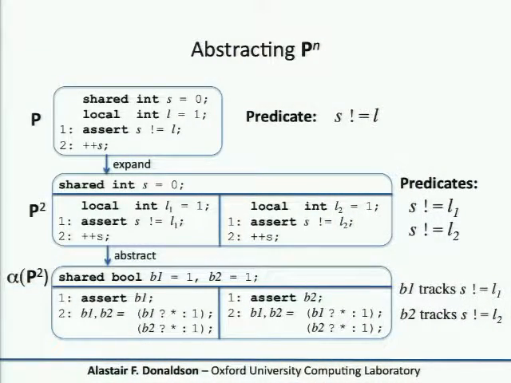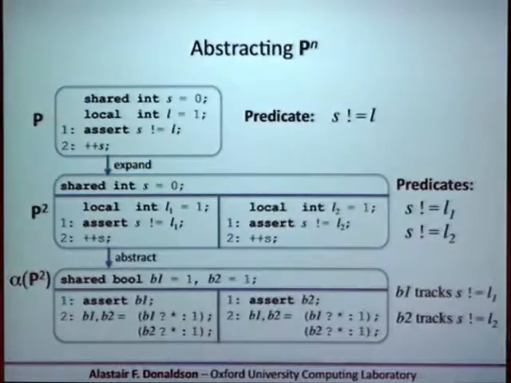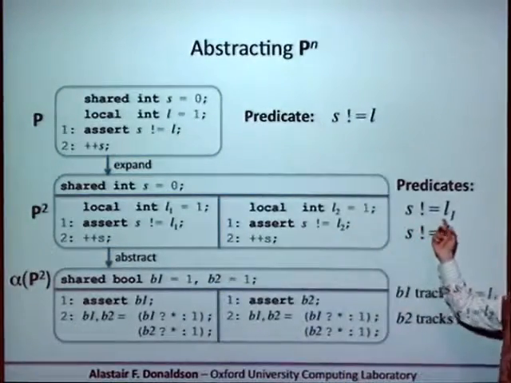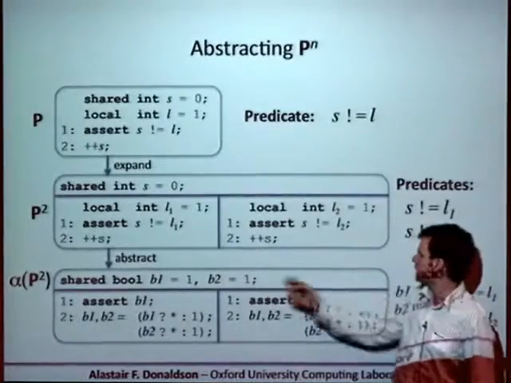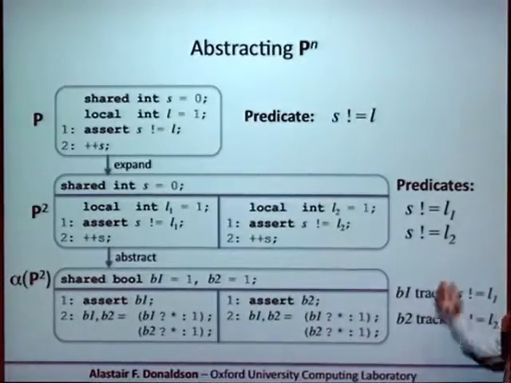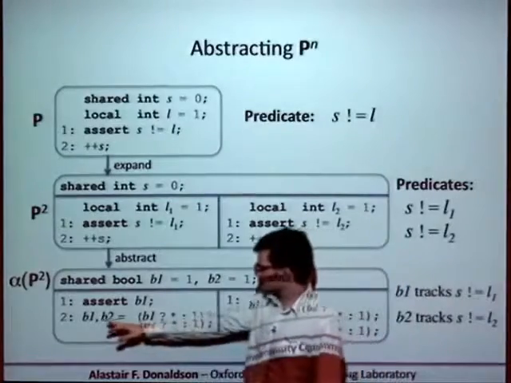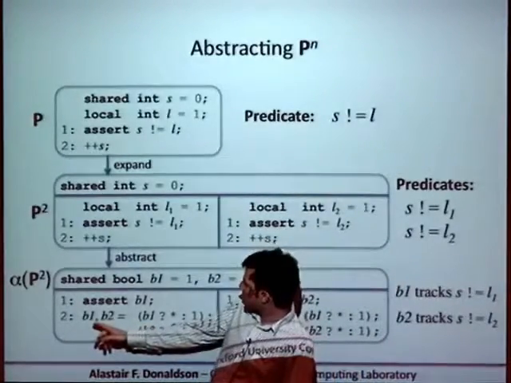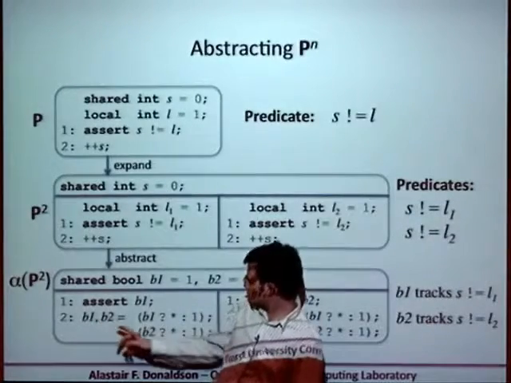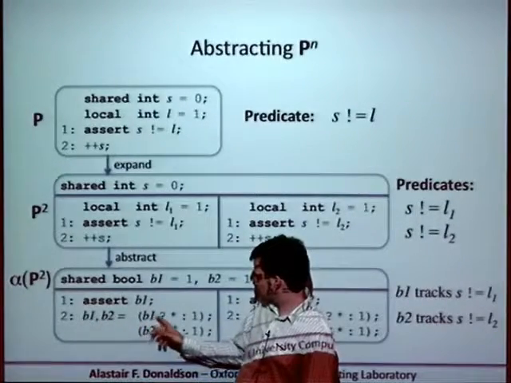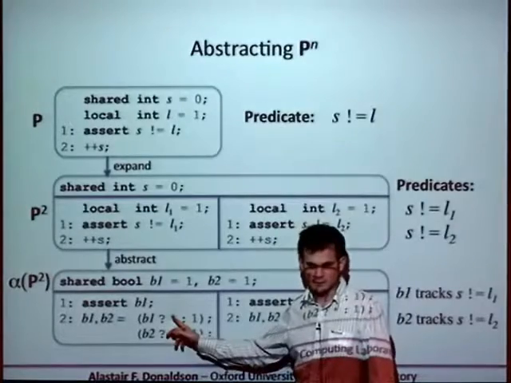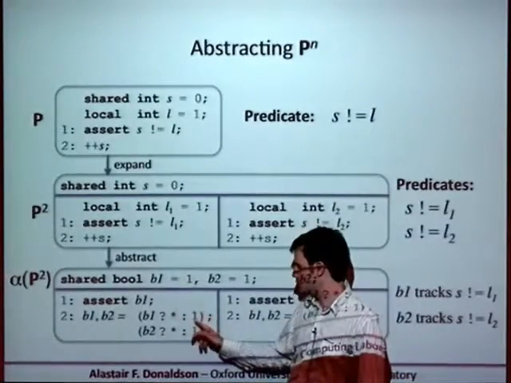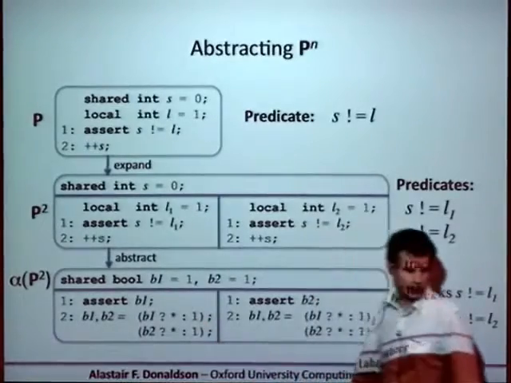So this is the program with two threads. So we would use a Boolean variable B1 to track the predicate S not equal to L1, a Boolean B2 to track the corresponding predicate for L2. And then we would get this parallel assignment corresponding to the update to S. So if S is not equal to L1, then we don't know whether it will still not be equal to L1 after the assignment. But if they are equal, then they definitely won't be equal after the assignment. So we get 1 here.